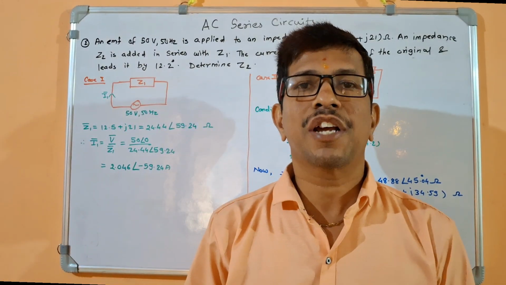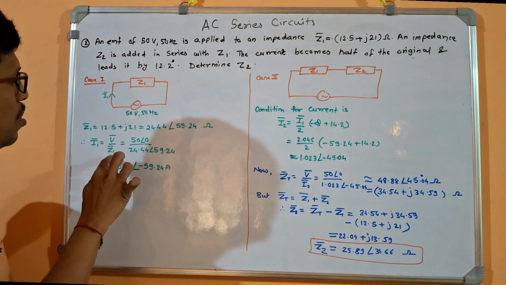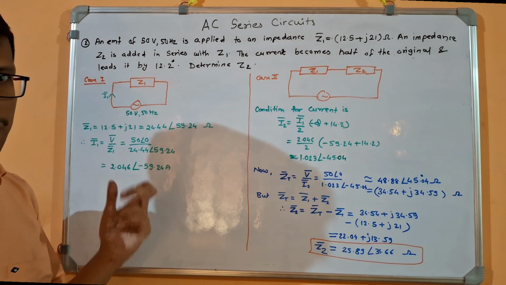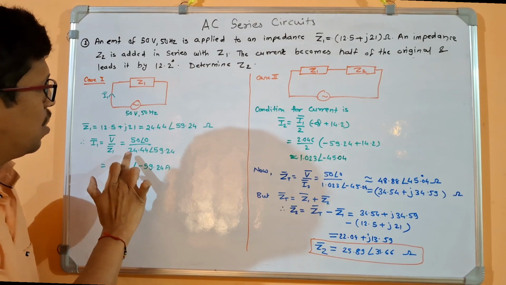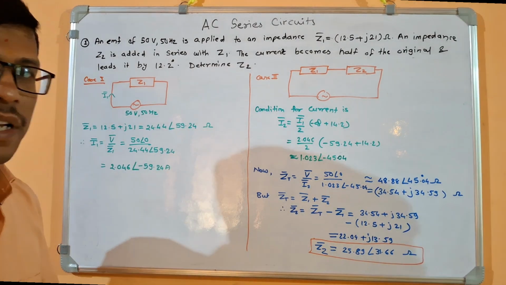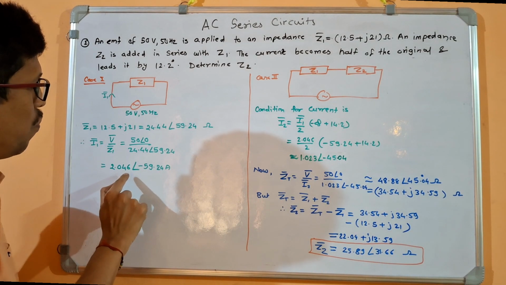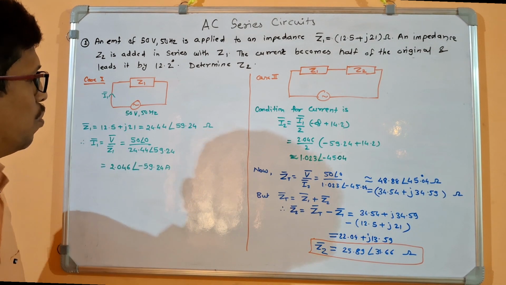For addition and subtraction we need rectangular form. This I1 will become V upon Z1. Now V is reference, 50 volt. So 50 angle 0 divided by Z1, 24.44 at an angle 59.24. This will give me I as 2.046 angle minus 59.24 ampere.